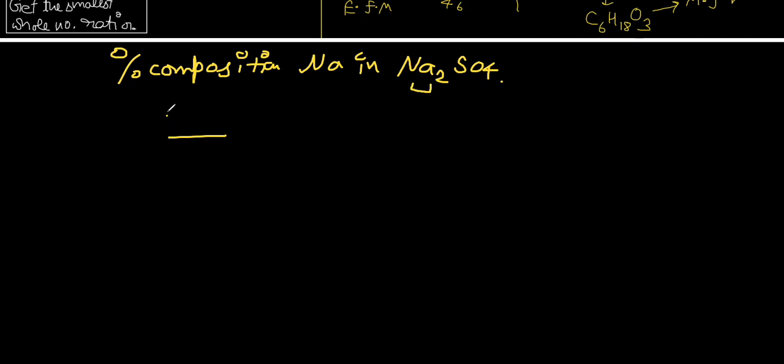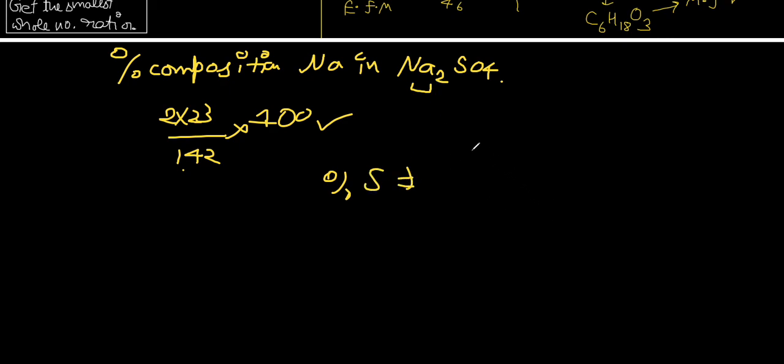There are two atoms of Na, so 2 times 23, out of the total mass of Na2SO4, which should be 46 plus 32 plus 64. Still I'm fact checking. So 142 grams, into 100. That's it. If they're asking to find the percentage composition of sulfur in this compound, how many sulfur do we have in this compound? Only a single sulfur. So mass of single sulfur is 32 divided by the total molar mass, which is 142, into 100.